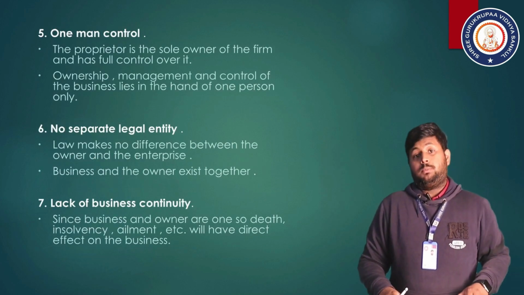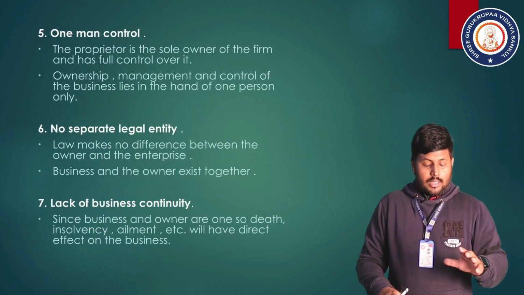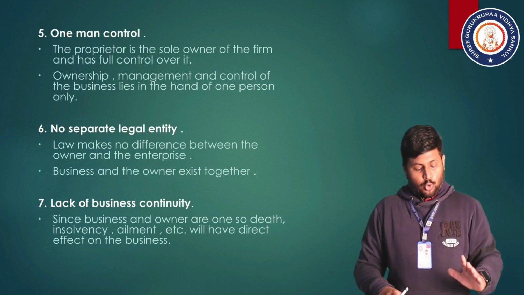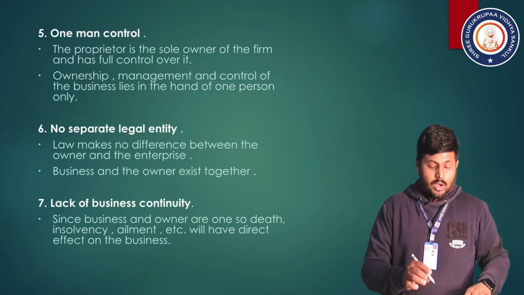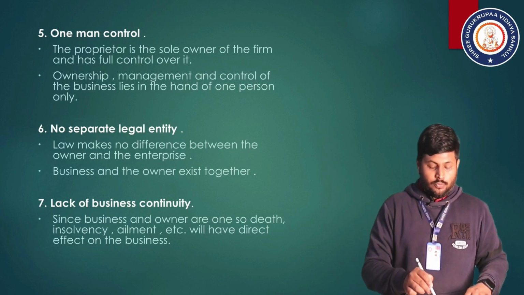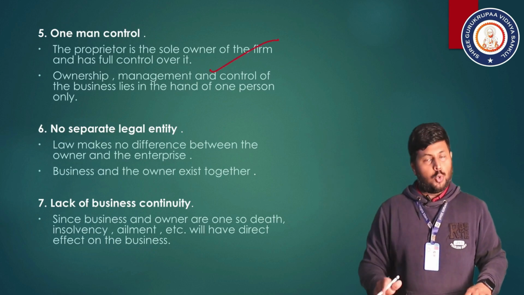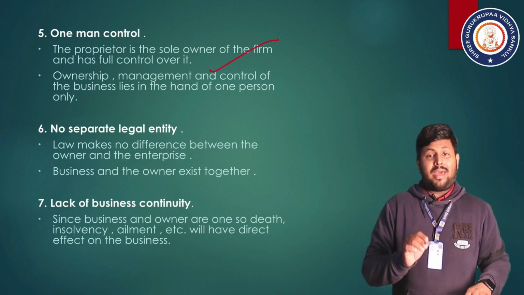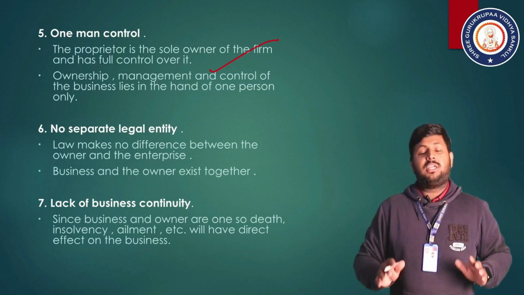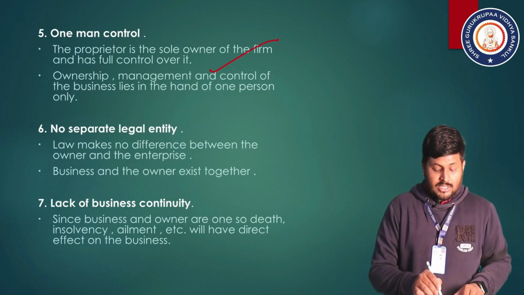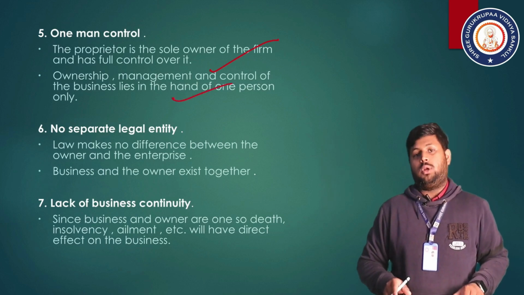One man control. Now as we see, it is owned by a single owner. The firm is owned by a single owner, so the sole proprietor has full control over the firm. Ownership, management and control, each and everything is done by himself. The business lies in the hand of one person only, and who is that?